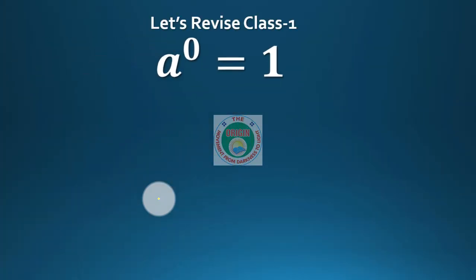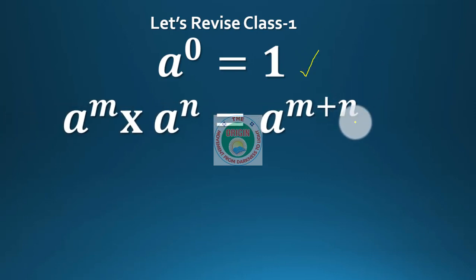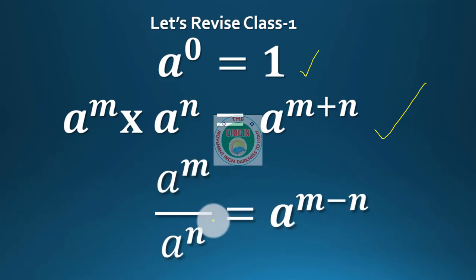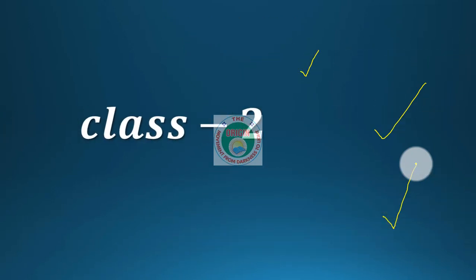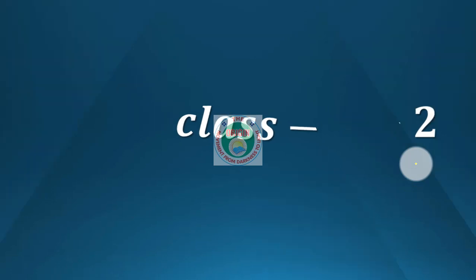Let's revise class 1 once. Rule 1: a power 0 equal to 1. a power m into a power n equal to a power m plus n. a power m by a power n equal to a power m minus n. These three rules we discussed in the previous session. Coming to class 2.